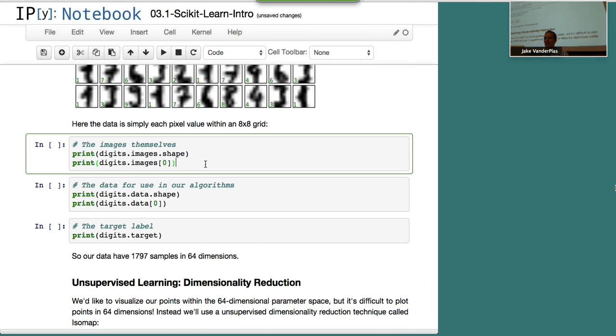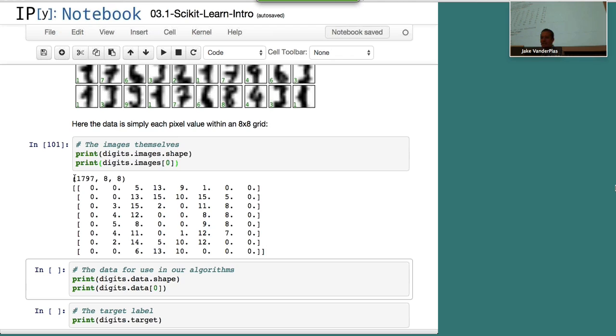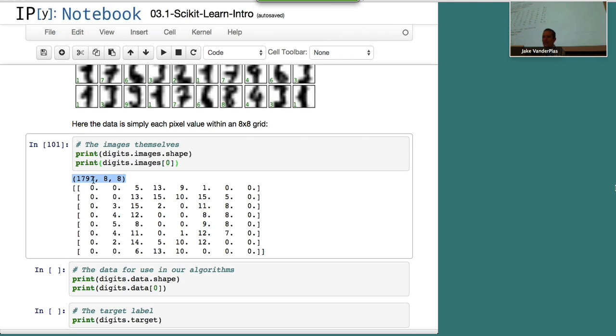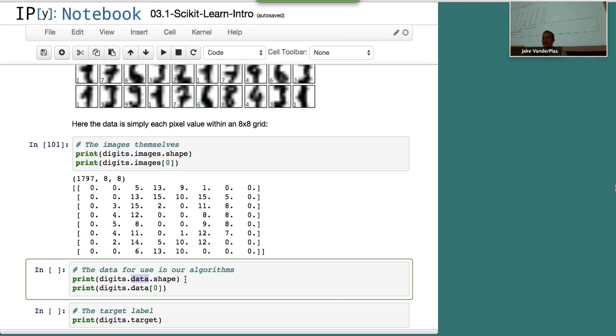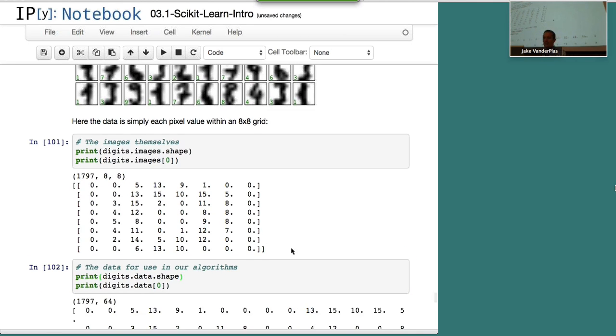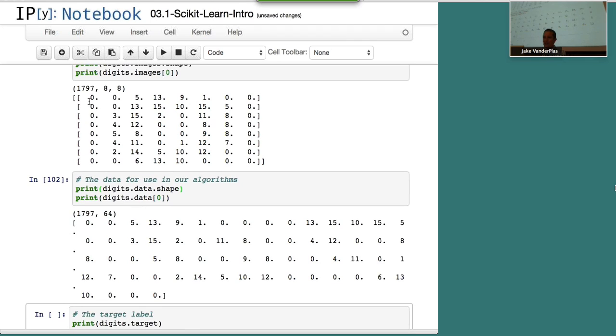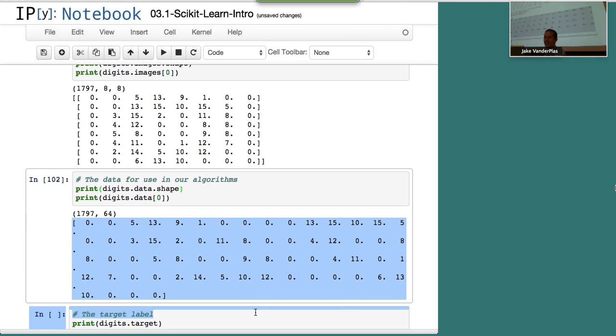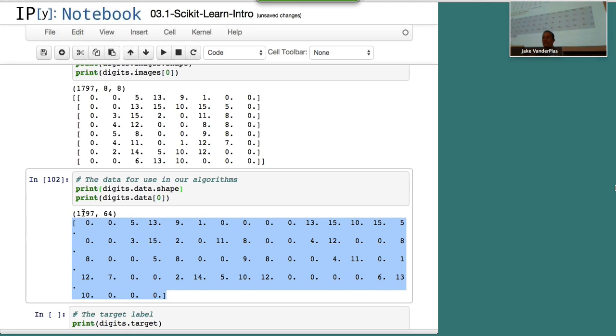So the images that we showed there are almost 1,800 of them, and they're each an 8 by 8 patch. And this is what the data looks like. If we ask for the data instead of the images, what we get is a flattened version of this. So this is just a 1797 by 64 array. So we take this 8 by 8 array in each row and flatten it out into a single row. So this means we have 1797 samples and 64 features, right?